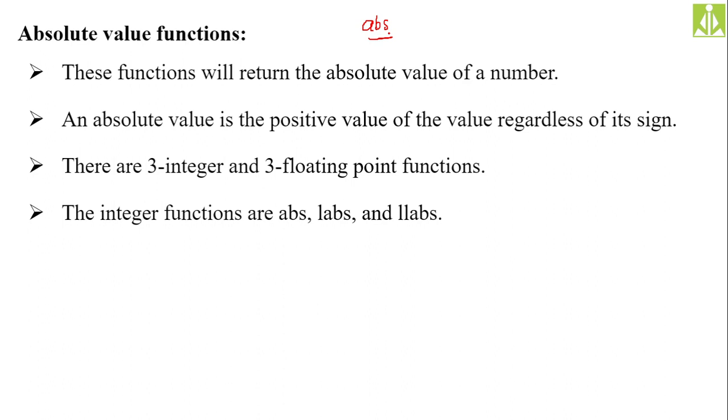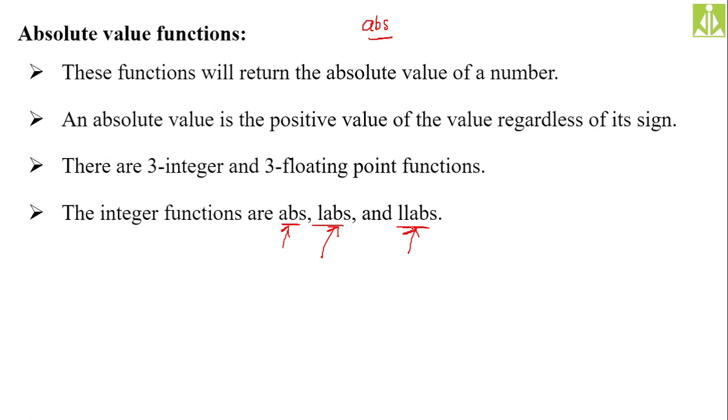We have 3 integer functions and 3 floating point functions under these absolute value functions to find the absolute values. The integer functions are abs, then labs, which is the long integer absolute function, and llabs, which is the long long integer absolute function. So abs is for integer, labs is for long integer, and llabs is for long long integer.